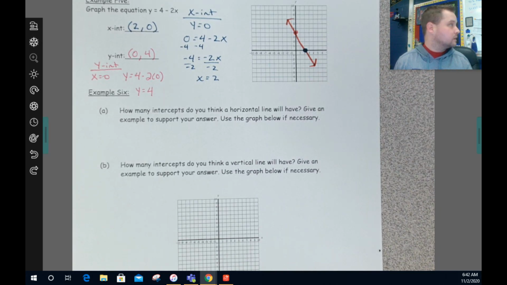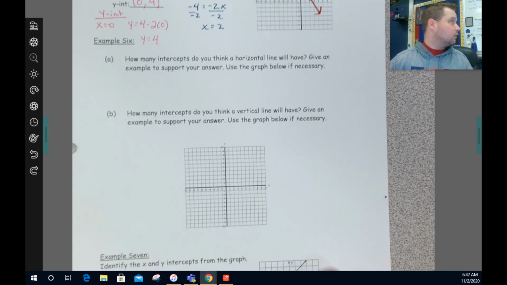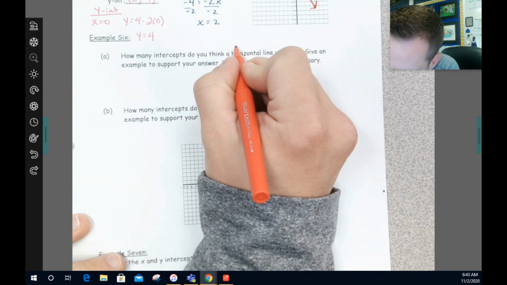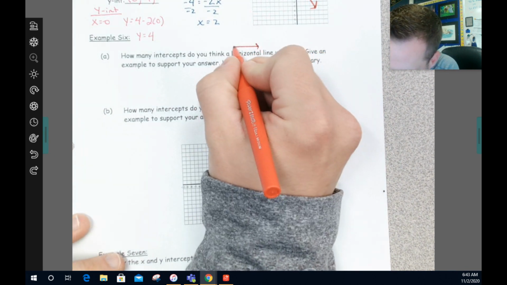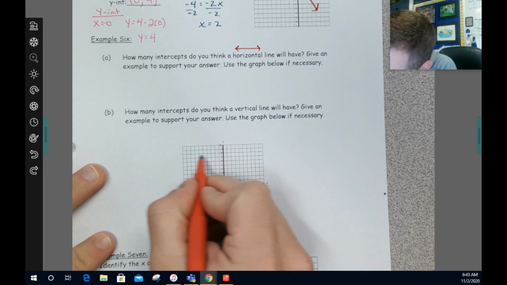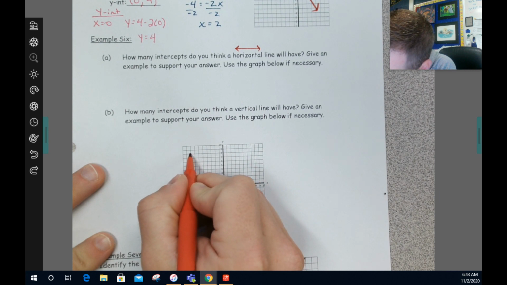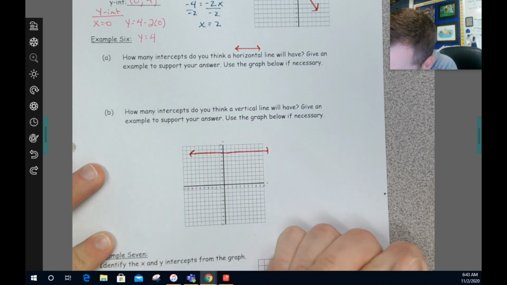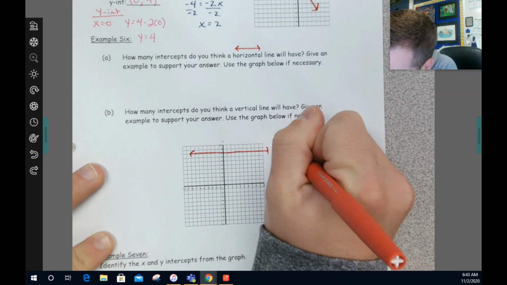Now, when we get to example 6, they're asking you a little bit of a conceptual question. You want to know how many intercepts do you think a horizontal line will have? Give an example to support your answer and use the graph if necessary. So remember, a horizontal line is a line that's going left and right. It's like the horizon. So if I were to graph this, for example, I'm going to do this in red up here. If I were to graph a horizontal line, right there I have y equals 8.